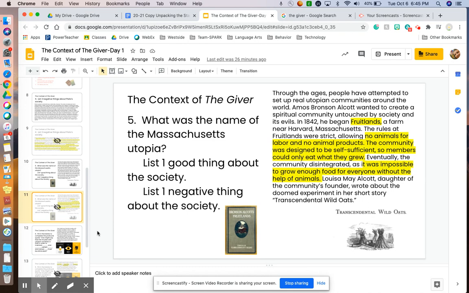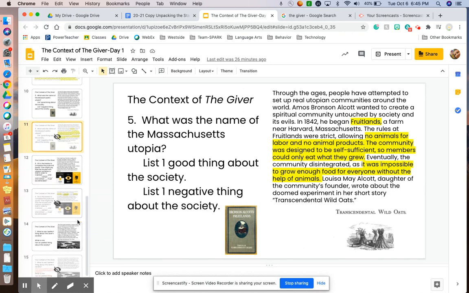Now, fun fact, Louisa May Alcott was a very famous American author. You might have heard, she wrote the book Little Women. It's a very famous book about a family of girls, and they are very interesting characters. So that is the culture she grew up in.